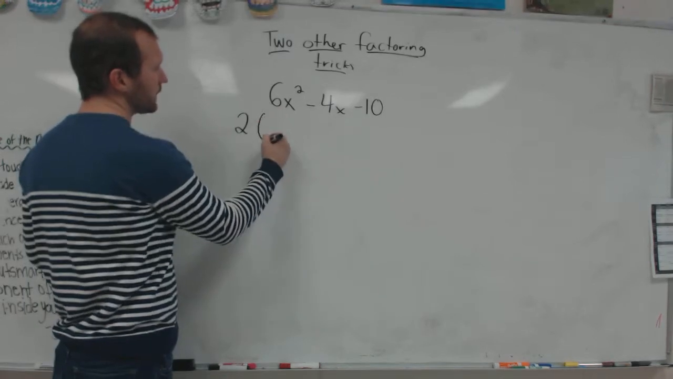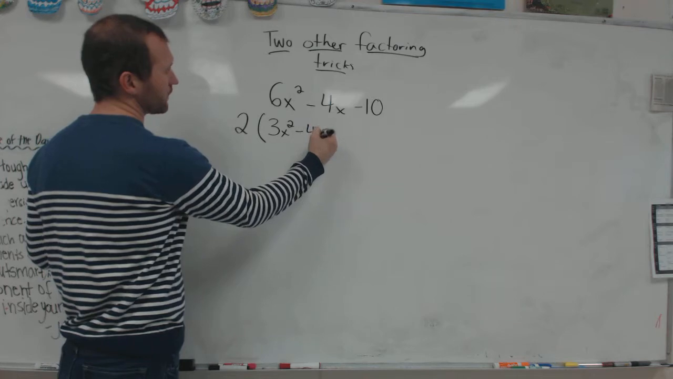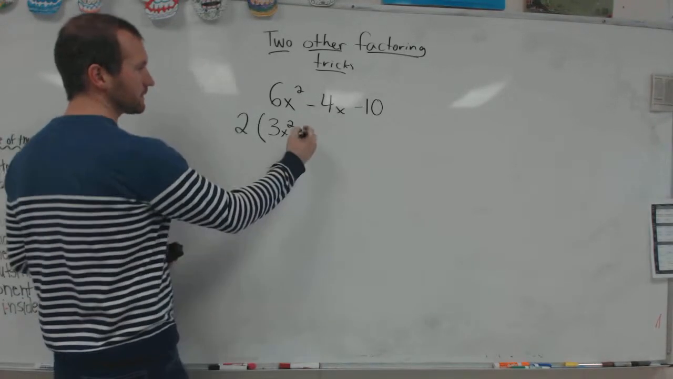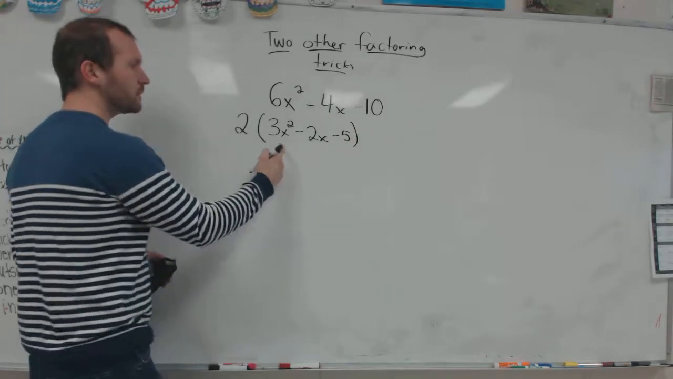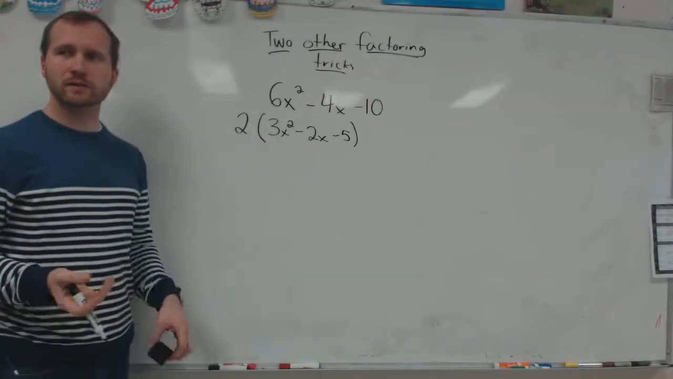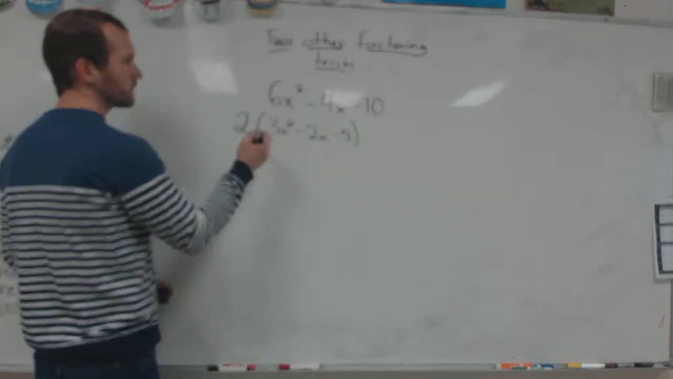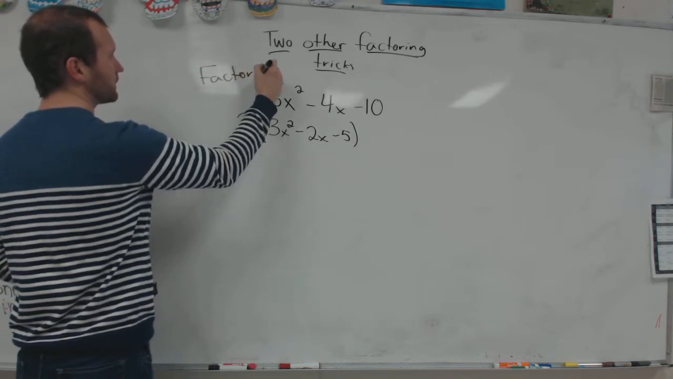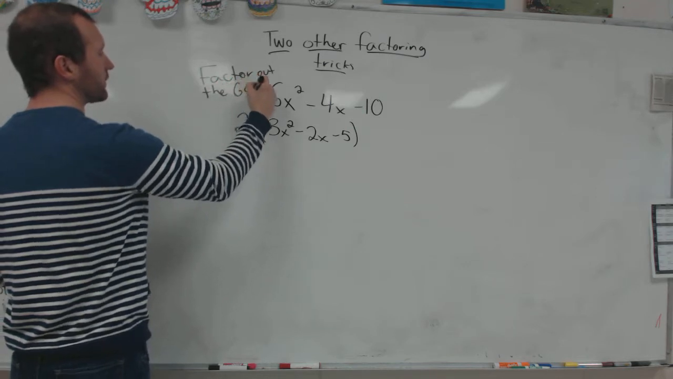2 times 3x squared minus 2x minus 5. And this will just be a little bit easier to factor because we're working with smaller numbers. Right? So this is factoring out the GCF, the greatest common factor.